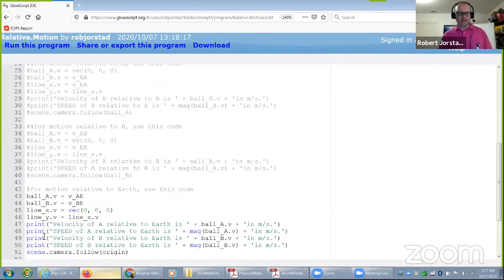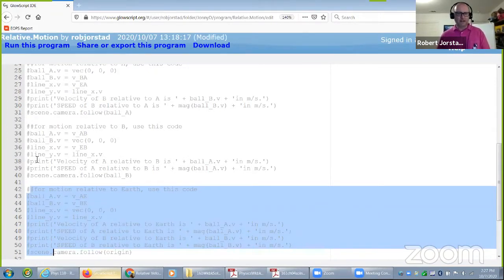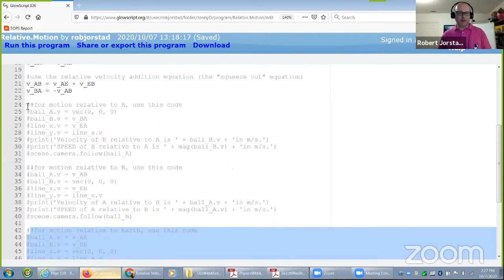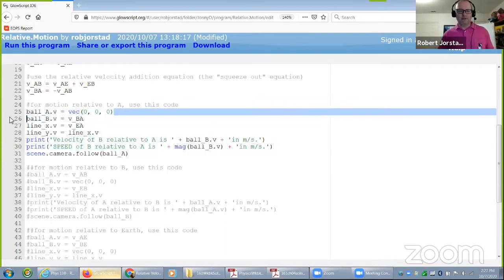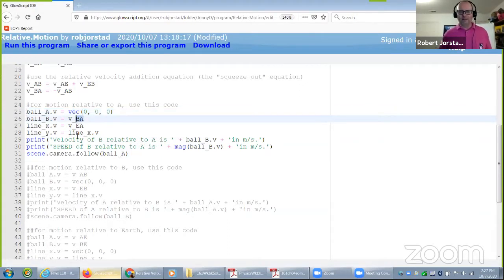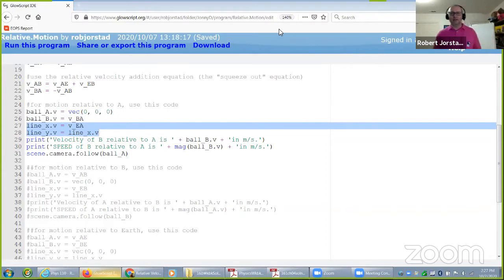And the idea is, just a second, I'm going to comment this out. Let's say we want to understand the motion relative to A. So now I'm going to look at this one. If I'm looking at motion relative to A, I pretend A isn't moving. Then I look at the velocity of B relative to A and the Earth relative to A. The Earth in this case is going to be these two lines that were my coordinate system. So let's go ahead and take a look at this. Let's run it this way. Again, we're looking at the motion relative to A.